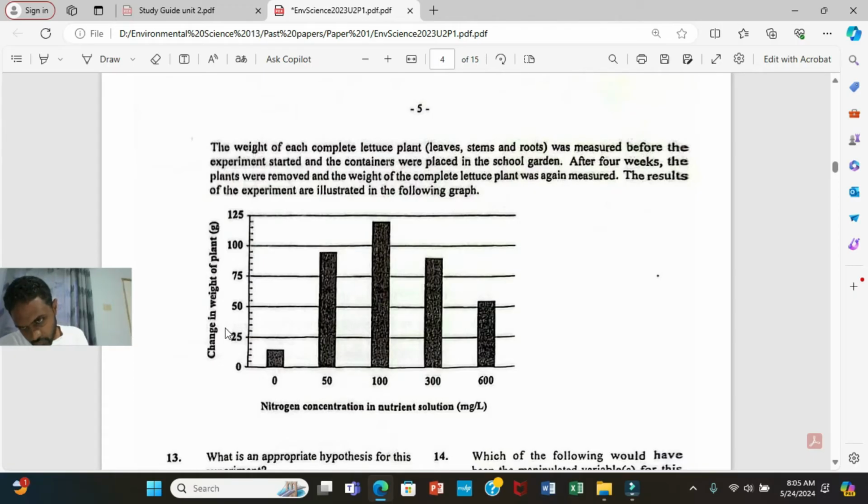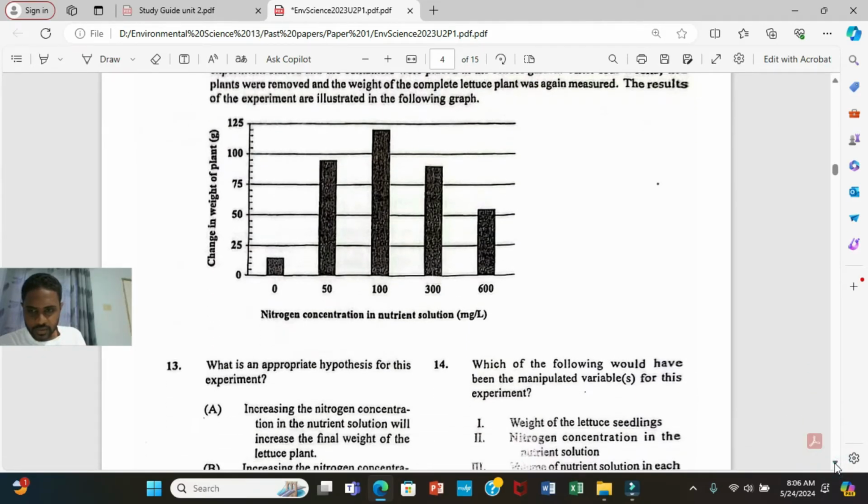So here we have the change in the weight of the plant, so the way the plants grow. This is referring to the growth of the plant in weight, right? All right, so this is the trend. It goes up, reaches a maximum when you have 100 milligrams of the nitrogen solution, and then it starts to decrease. So that's the trend. Let's see what they said now.